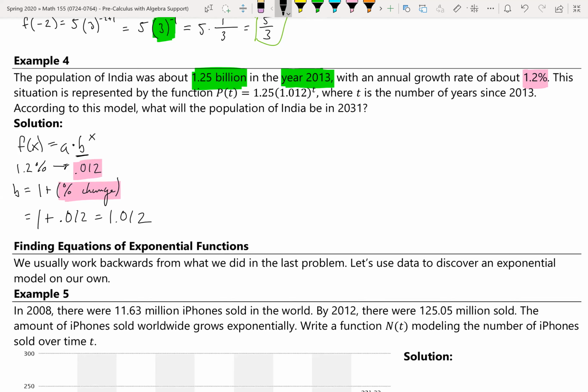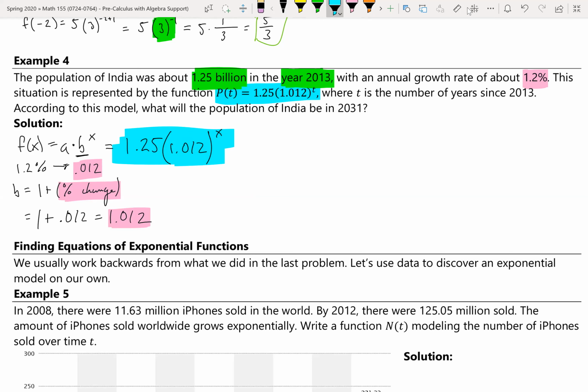So we've got everything, right? We've got our initial amount, which is the 1.25 billion, times our B, which is this thing, 1.012, to the x. And we have our function, right? Notice that that function is exactly what was given to us at the beginning. We good?